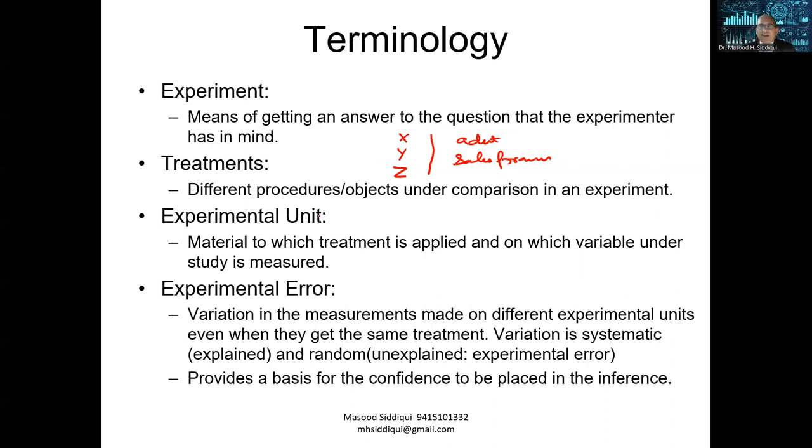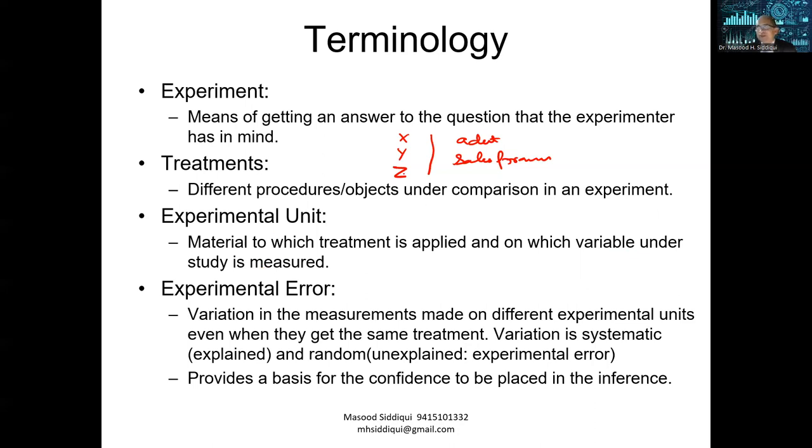After that, we define the experimental unit. The experimental unit is the material, it can be in non-living form, it can be in living form also, to which the treatment is applied, on which the treatment is being applied, and on which the variable under study is being measured.